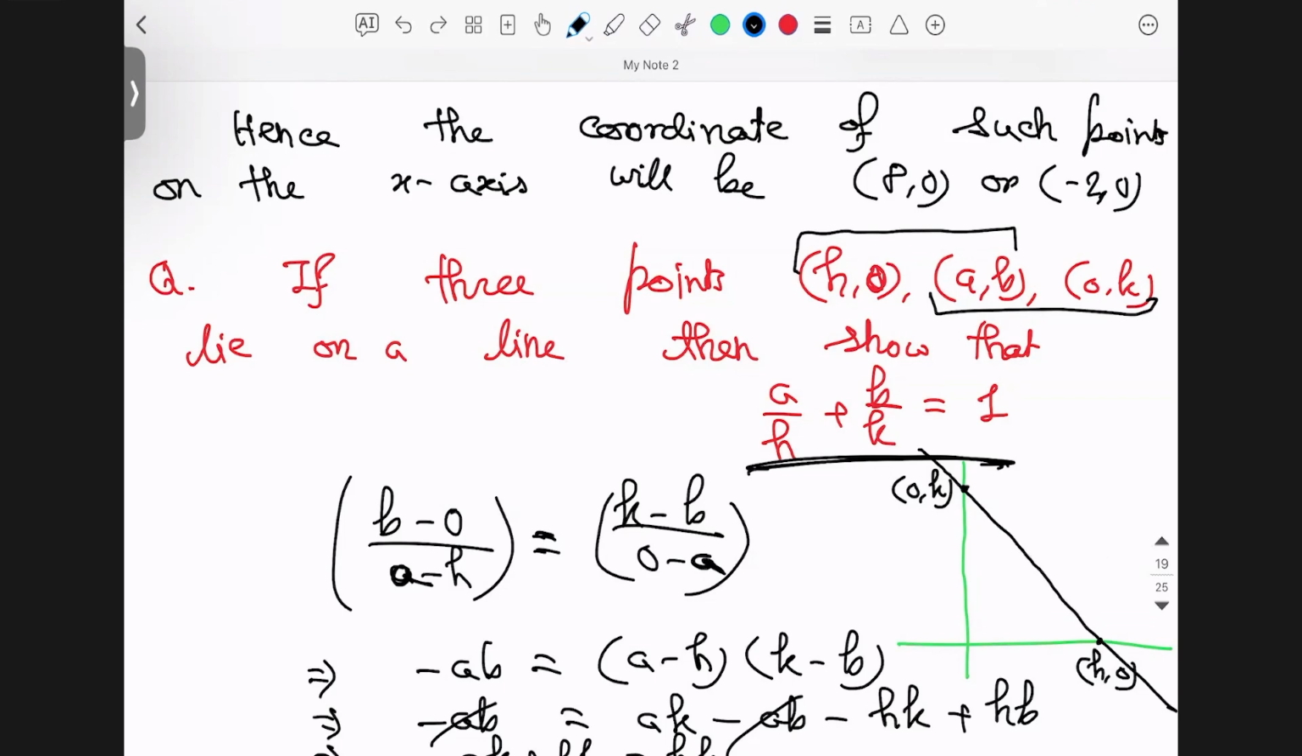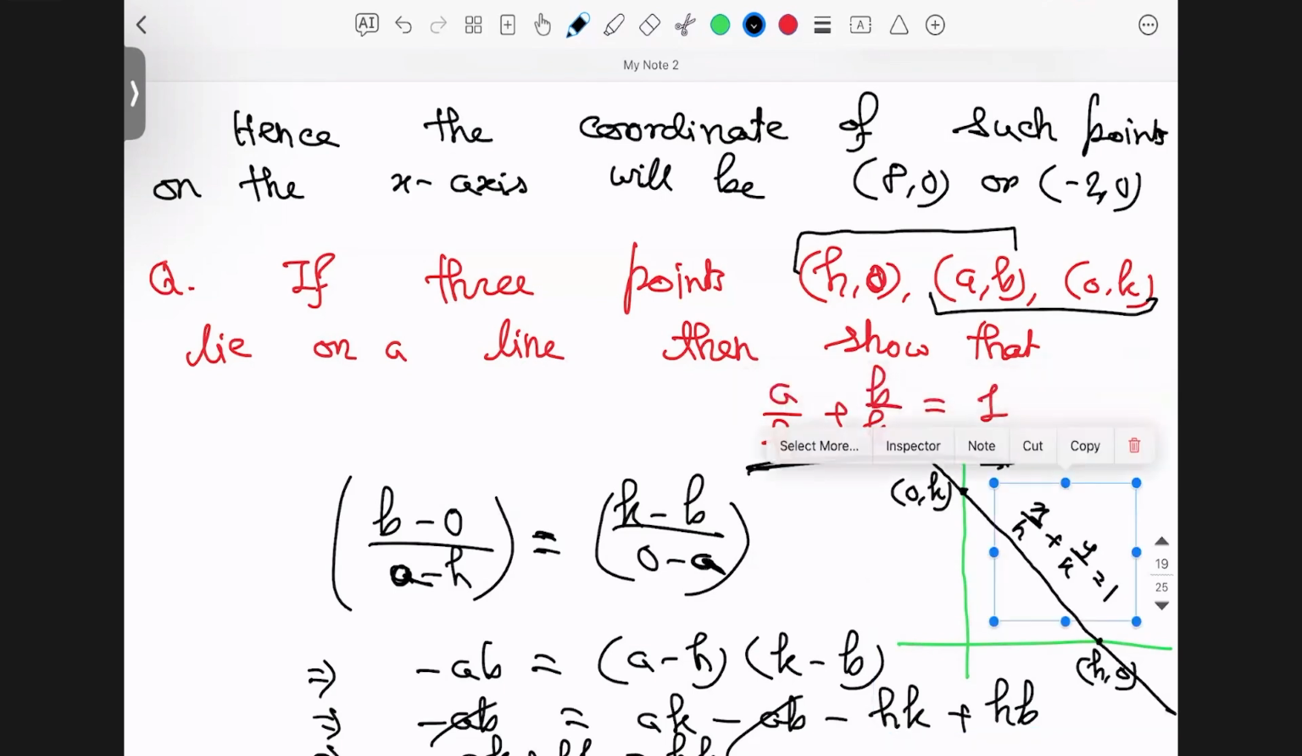Okay. Now, whenever we know that a straight line intersects the x-axis and y-axis at (h, 0) and (0, k), then the equation of the straight line will be of the form x/h + y/k = 1. Now, from the given statement, the point (a, b) also satisfies the equation of this straight line. Therefore a/h + b/k should be equal to 1.